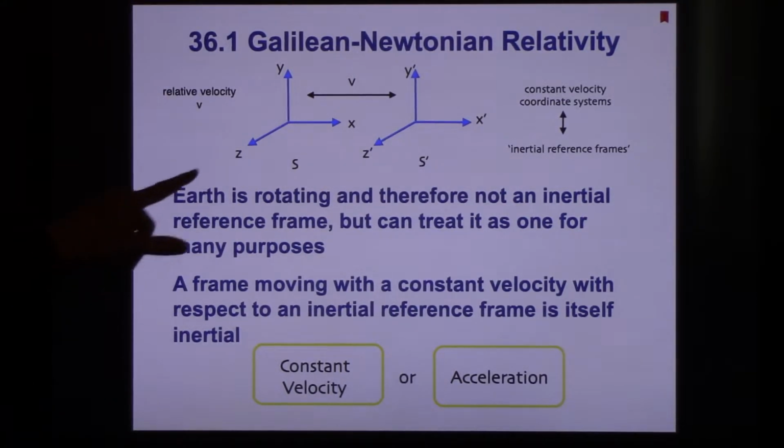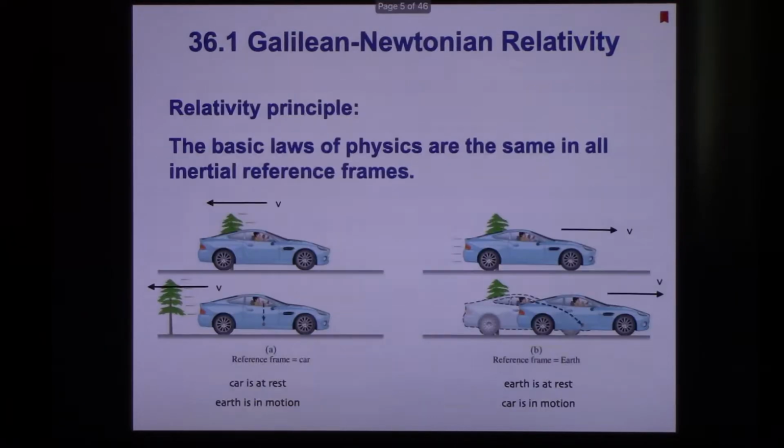Now, just a reminder here in the middle, Earth is rotating, Earth is orbiting, so there are these small accelerations taking place due to the motion of the Earth, but in many situations we do treat the surface of the Earth as if there's no acceleration. It turns out that for many situations it's a small effect.